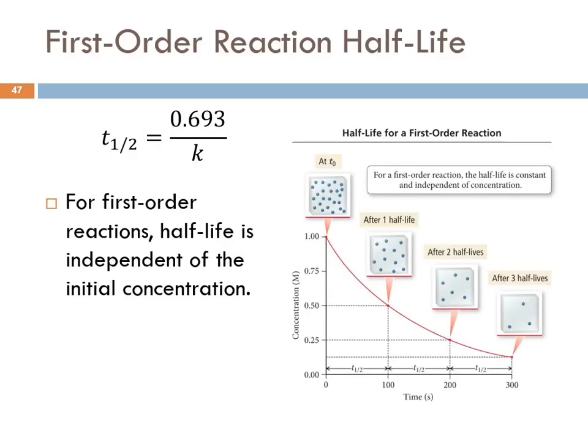So here's the typed out one. T1/2 is 0.693 divided by K. The half-life is independent of the initial concentration. So if we start with 1 molar here, after 1 half-life, we have half molar. After 2 half-lives, we have 0.25. After 3, we have 0.125. And it just cuts in half every time, and it keeps going.